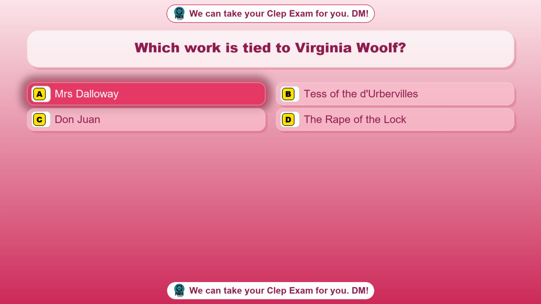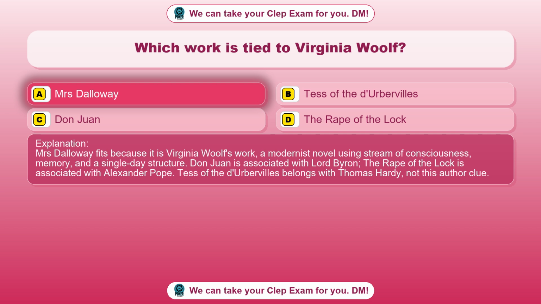Dalloway. Mrs. Dalloway fits because it is Virginia Woolf's work, a modernist novel using stream of consciousness, memory, and a single-day structure. Don Juan is associated with Lord Byron. The Rape of the Lock is associated with Alexander Pope. Tess of the D'Urbervilles belongs with Thomas Hardy, not this author clue.